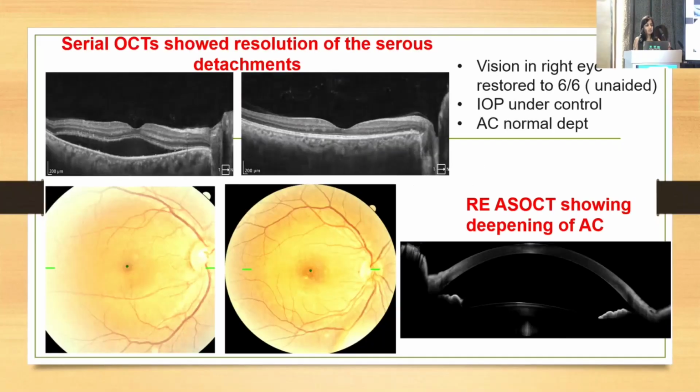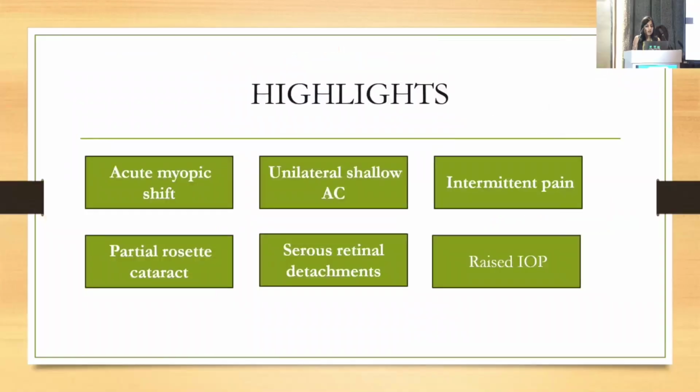So here we can see the serial OCT showing a resolution of the serous detachments. The vision was restored to 6/6 unaided. The IOP came under control, and the AC normal depth. So the anterior segment OCT showing the deepening of the anterior chamber. So in this case there were multiple things we could see. However, detailed history and effective imaging modalities helped us come to a diagnosis.